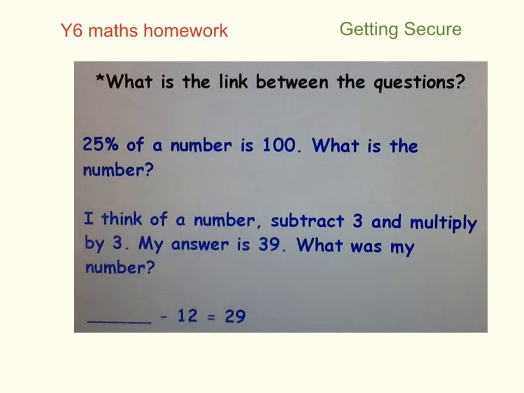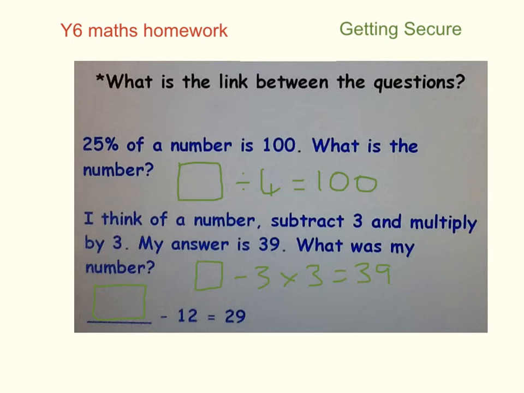To start off with, I want you to have a look at the 3 questions here and see if you can find what is the link between these questions, what have they got in common, and what's this video about. Pause the video now and see if you can work it out. Now, all of these questions are actually about finding the inverse.